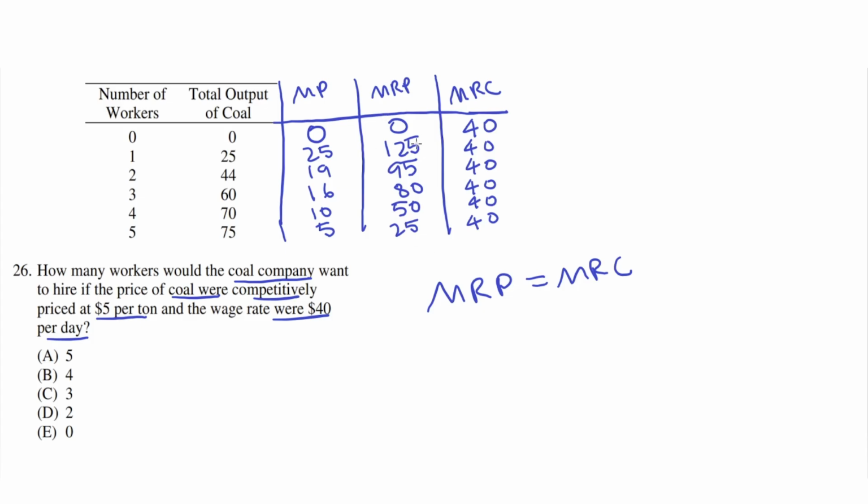So looking at the table, we can see that there's no point where MRP equals MRC. But at 4 workers, MRP is $50, which means they bring in $50 of revenue and they cost only $40 to pay. So this 4th worker is definitely bringing profit to the company, so they would hire the 4th worker. For the 5th worker, the MRP is 25, meaning they'd bring in $25 in revenue, but they'd cost $40 to pay. So the company would be at a loss if they hired this 5th worker. So therefore, the optimal number of workers the company should hire is 4.